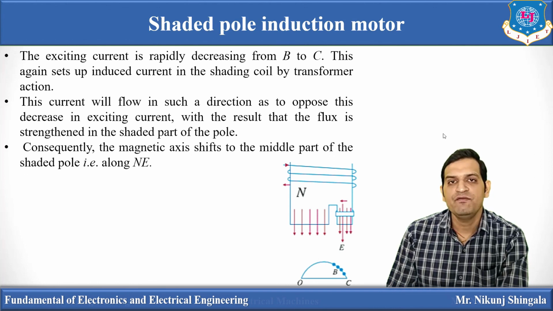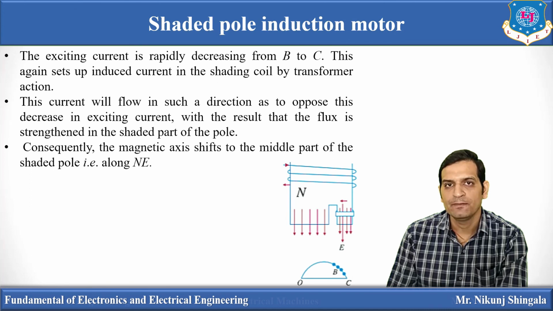This kind of motor has low efficiency, low power factor and low torque, and that's why it is used in small applications like toy motors and hair dryers. These are the different applications of the shaded pole induction motor.